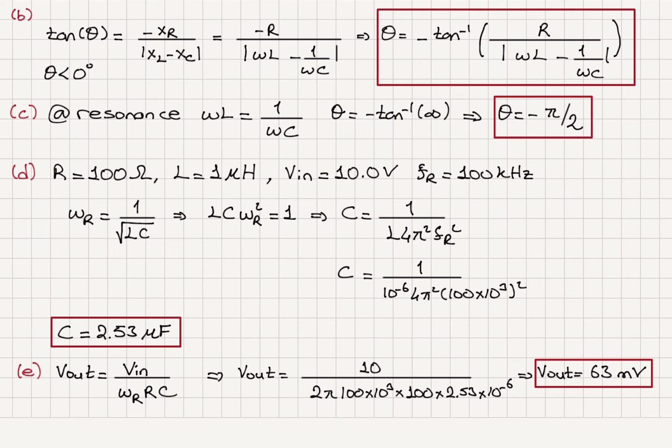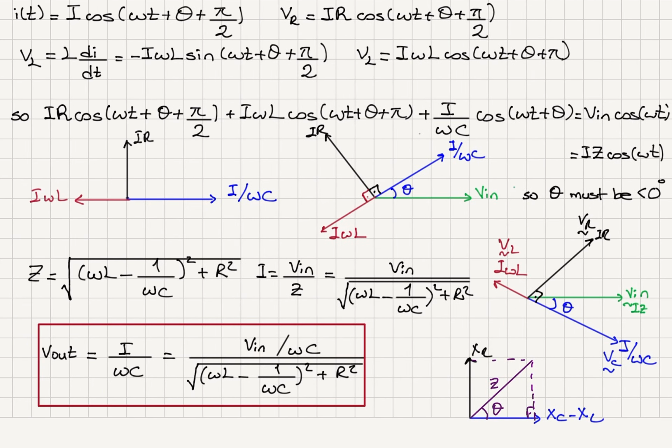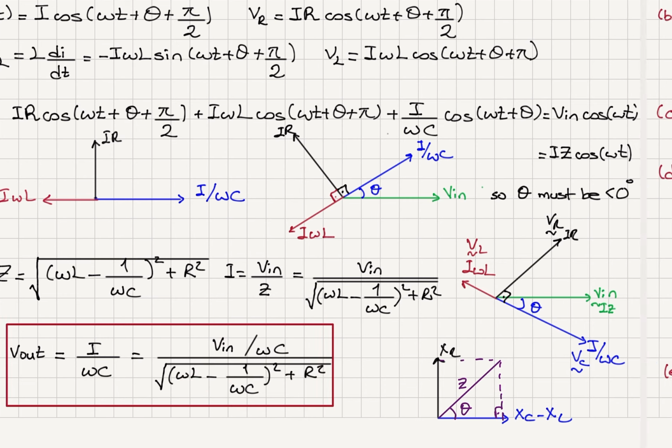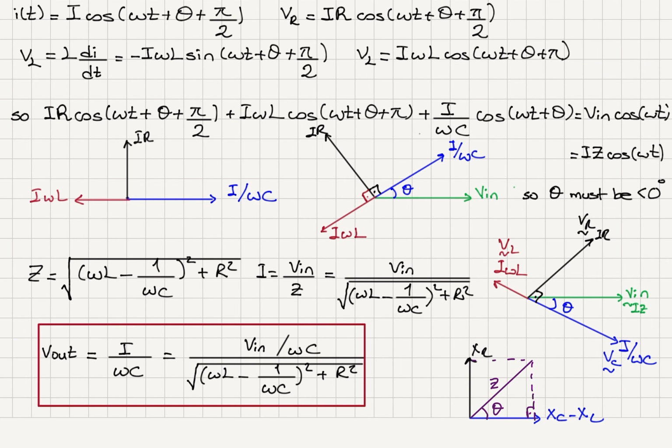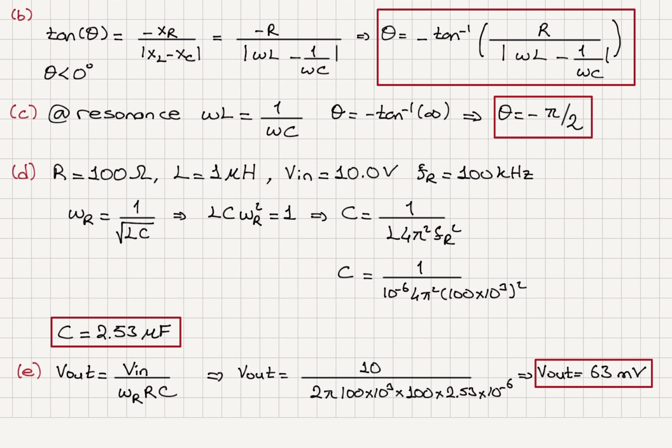Given these values for R, L, and V in and resonance frequency, the resonance angular frequency is 1 over square root LC. That means we have theta is equal to minus pi over 2, and that also means V out is V in over R omega C, because this term would be 0. So from this, I can calculate the value of capacitance to have a resonance at 100 kilohertz, which is 2.53 microfarads, and using this equation at resonance, I obtain V out is equal to V in divided by omega RC. So substituting these values, we obtain 63 millivolts.